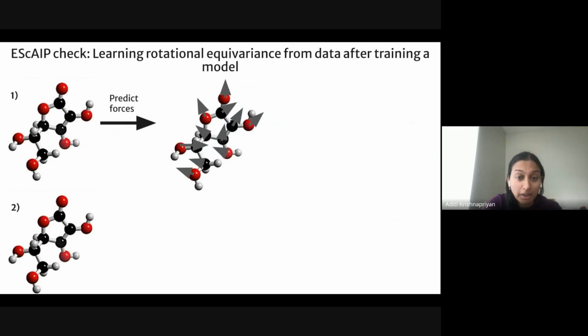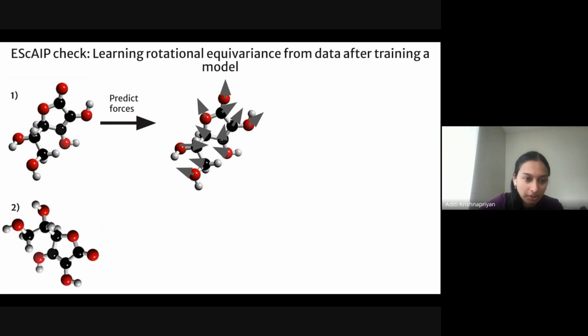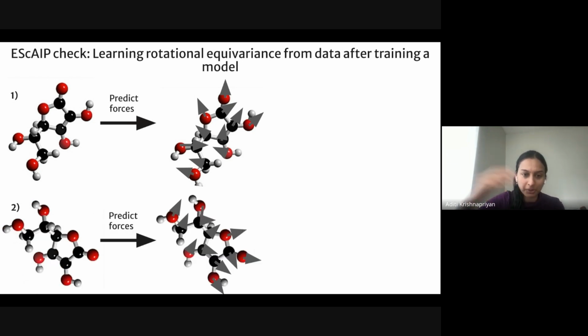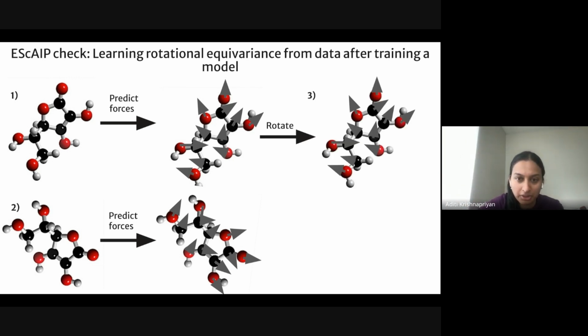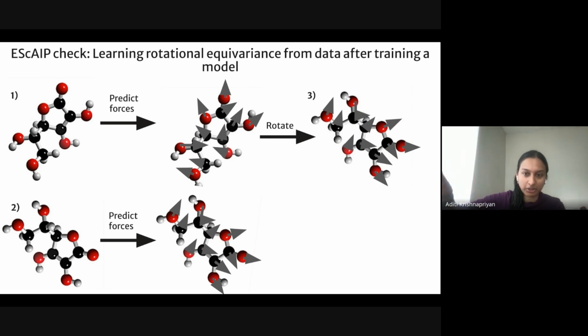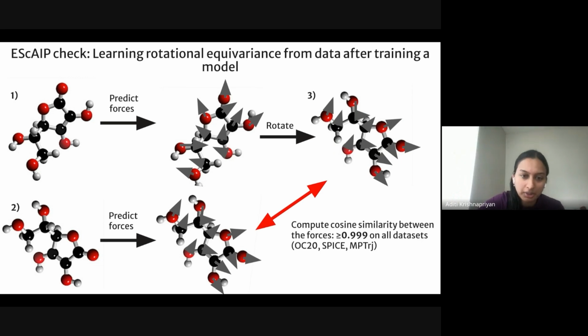We also did a rotational equivariance check just to see what would happen after we trained the models. So we took this escape model, we trained it on a bunch of these different data sets, and then after we trained it, we did this check where we have a structure, we predict the forces on the structure, then we took the structure, we rotated it, and we predicted forces on that rotated structure.